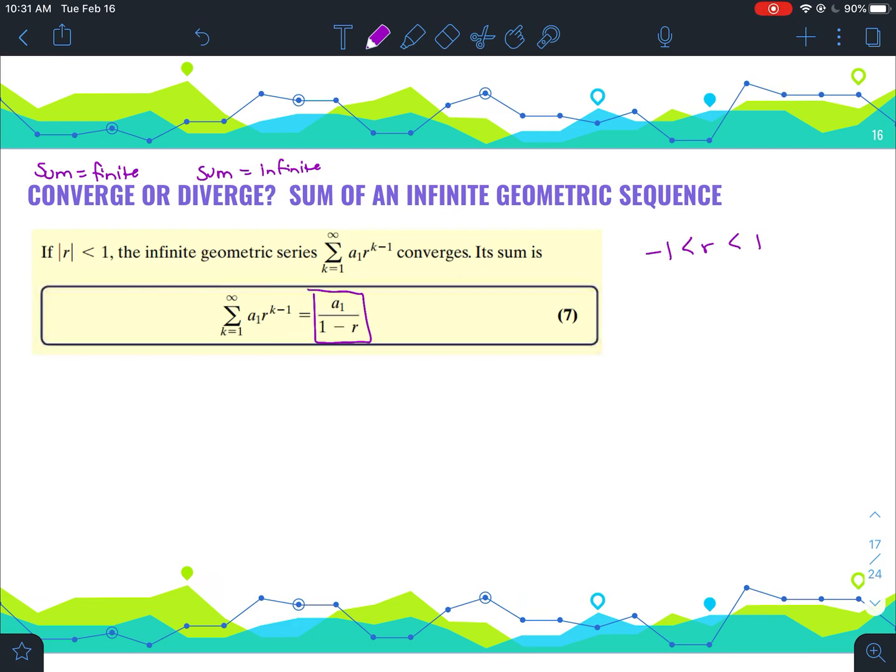So if you're going to add up all the terms in that sequence, so you're going to go from the first term to the last term, and the last term would be the infinite term, then its sum would be a sub 1 over 1 minus the common ratio. So the sum of an infinite number of terms in a geometric sequence would be you take the first term divided by 1 minus the common ratio, as long as the common ratio is between -1 and +1.